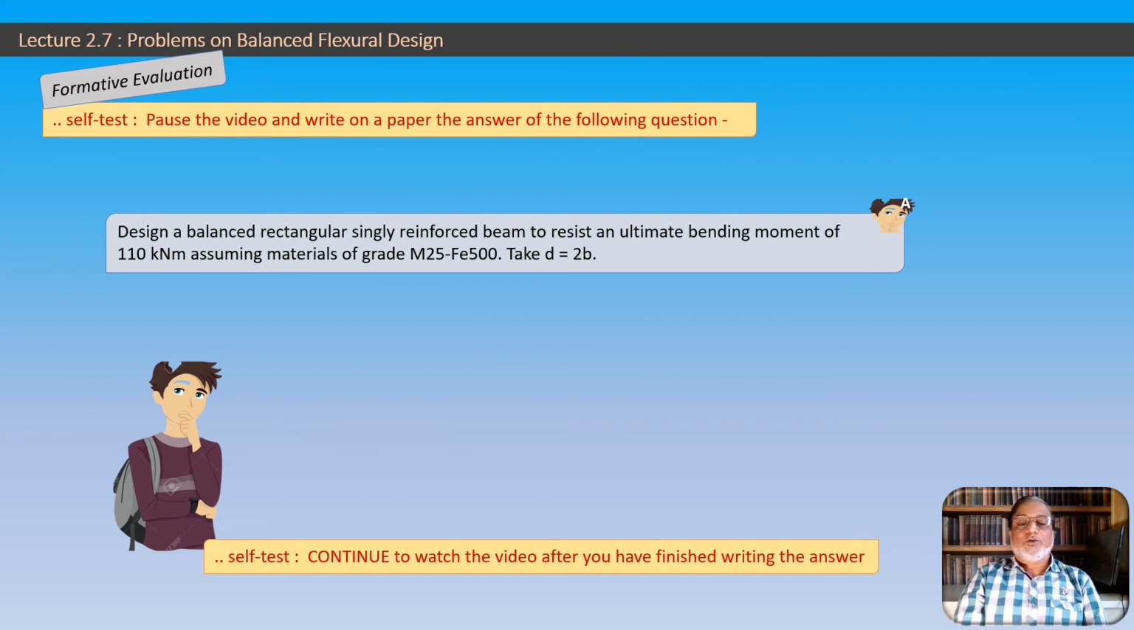So friends, before we conclude this lecture, we will have a formative evaluation self-test. So pause the video and write on a paper the following question: design a balanced rectangular simply supported beam to resist an ultimate bending moment of 110 kilonewton meter, assuming materials of grade M25 Fe500. Take D equal to twice B. This is an analysis level problem. So do solve this problem, and then we will proceed for the last slide.